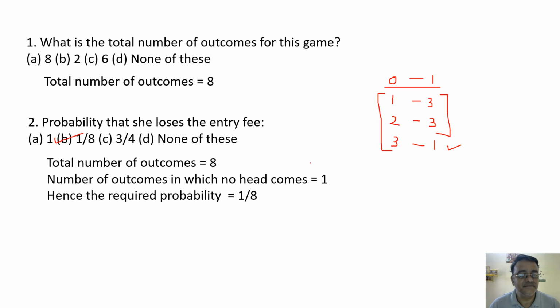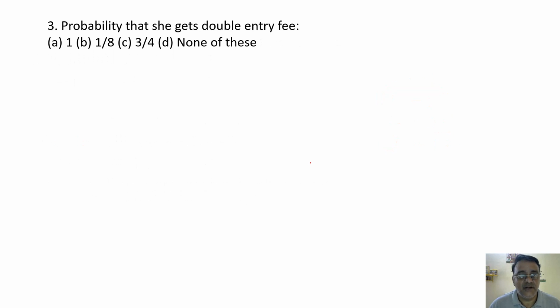This question is clear? Yes. Right. Now the next question: probability that she gets double entry fees, all 3 heads, how many times?